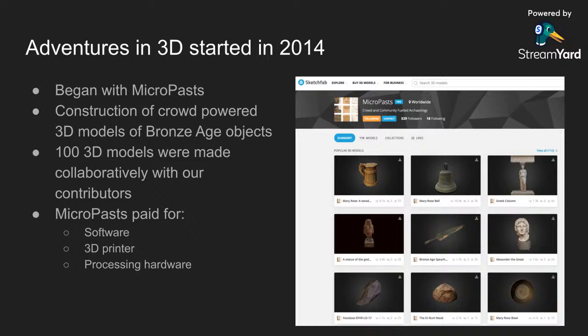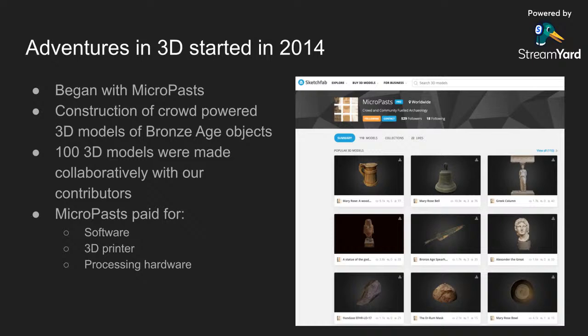And on the right of my slide, you can see some of the models that we created. So there's some really interesting objects on there. They're not all Bronze Age. You can see some BM objects that are slightly contested. So the Caryatid from Greece, for instance, some objects from the Mary Rose, Alexander the Great, and a really interesting mask from Palestine.